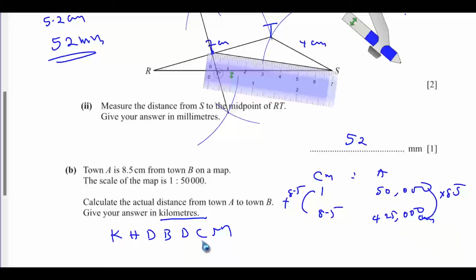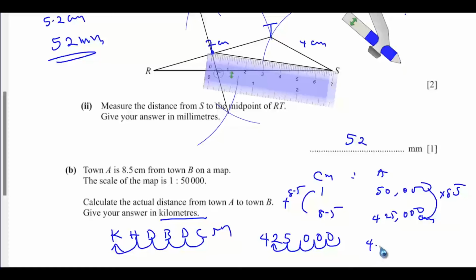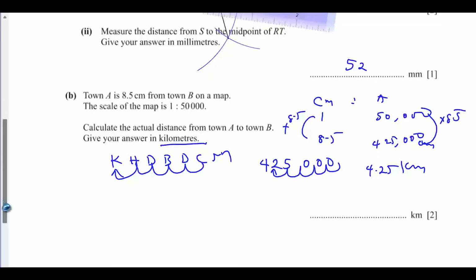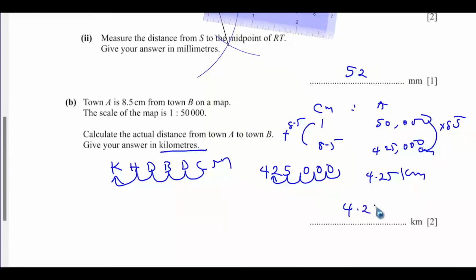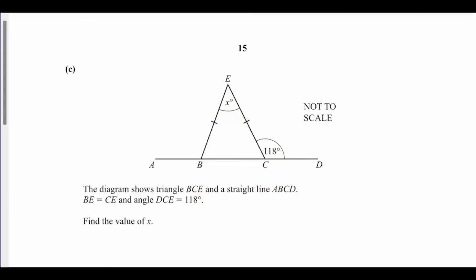So centimeters to kilometers, that means you have to move from here 1, 2, 3, 4, 5 times. So the answer we got here is 425000. So from here, we need to move 5 times backward. 1, 2, 3, 4, and 5. So it will be 4.25 kilometers. So that will be the required answer. So we have 4.25 kilometers. So let's go to the next question. That will be part C.